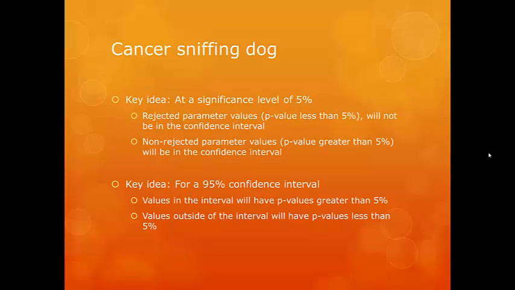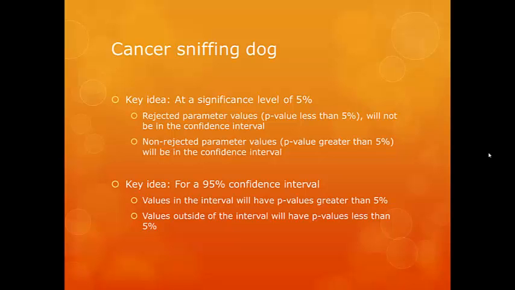Here's the key idea. If the significance level is 5%, then when you do tests and you get a p-value less than 5%, the value you've tested, the null hypothesis value, will not be in the confidence interval. If the p-value is greater than 5%, then the parameter value will be in the 95% confidence interval.